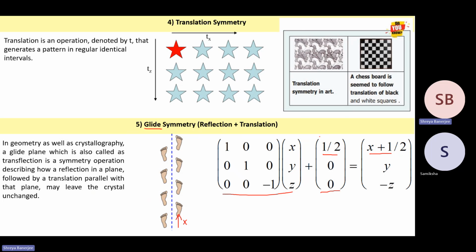For translation, just this kind of a matrix will be good enough. You don't have to multiply anything for the translation operator. You have to just do matrix addition. So that is how the glide symmetry is represented in terms of matrix operators.